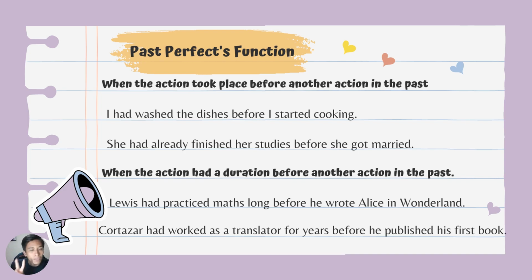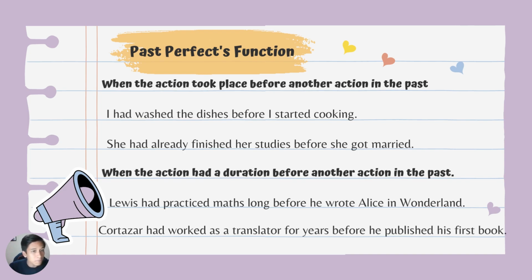She had already finished her studies before she got married. Here we see two time markers. The first one, already, and the second one, before again. Already indicates that an action was taken first. In this case, it really indicates which action was the first one. By the time she got married, she had already finished her studies.